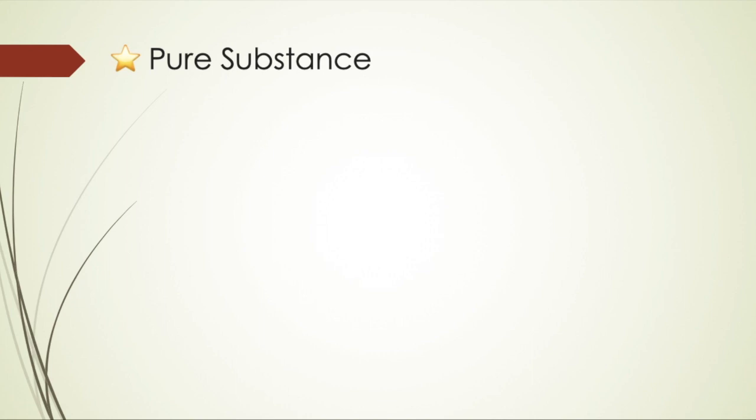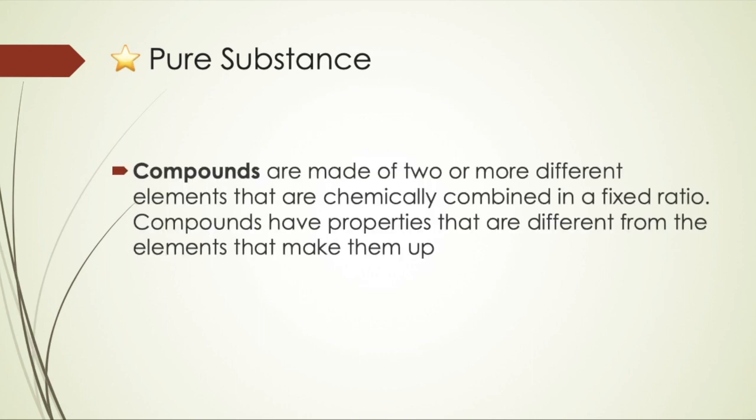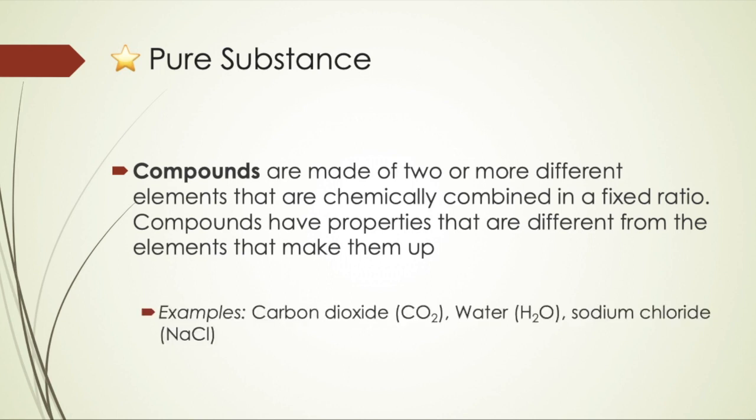The other type of pure substance are compounds. Now, compounds are made of two or more different elements that are chemically combined in a fixed ratio. And compounds are going to have properties that are different than the elements that make them up. Some examples of compounds are carbon dioxide, water, and sodium chloride.